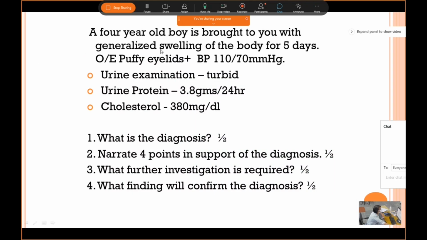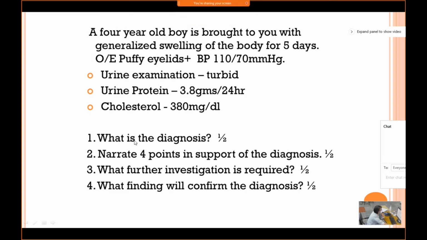4-year-old boy, generalized swelling, that means he's got anasarca, 5 days, puffy eyelids, BP is within normal. So in the practicals, we will keep a urine examination, which is already done. Okay, so in this case, urine examination appearance is turbid. The urine protein is 3.8 for 24 hours. That means there is massive proteinuria, and cholesterol is on the higher side. So looking at this history, obviously your diagnosis will be it's a nephrotic syndrome.